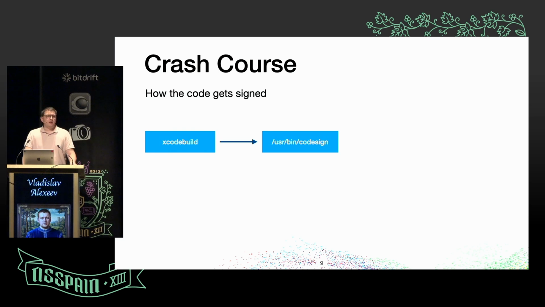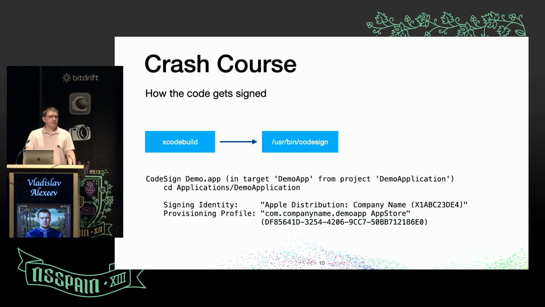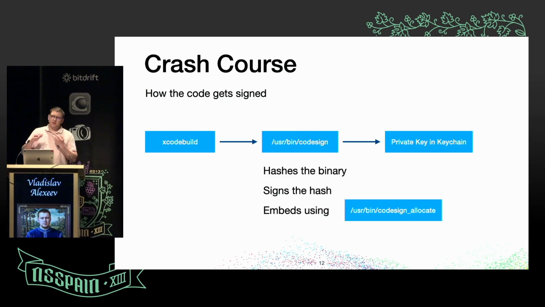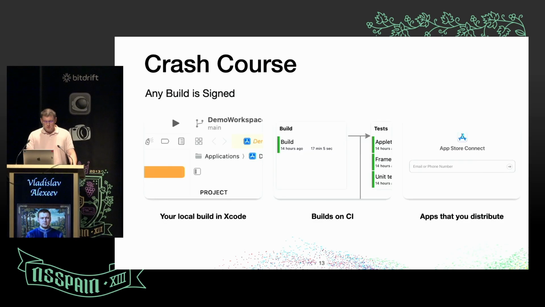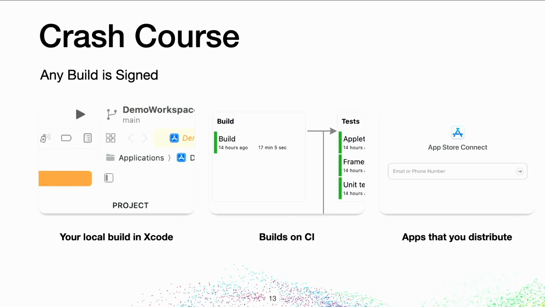Whenever you build any code in Xcode, on CI, or in the app itself, Xcode tends to call the codesign command. You may see something like this in the build logs. This indicates that something got signed. How it works is codesign looks up the private key for the signing identity we are using, then it hashes the binary, then it signs the hash and embeds the resulting signature into the binary, using the codesign_allocate tool. Essentially, all builds that are being built are signed, whether it's a local build, on CI, or something we distribute.